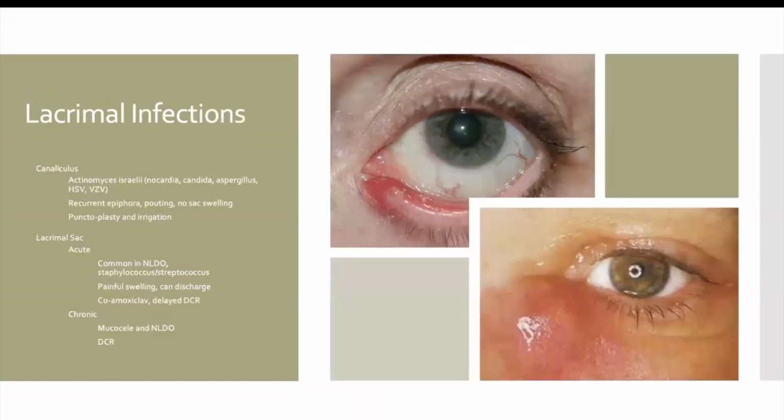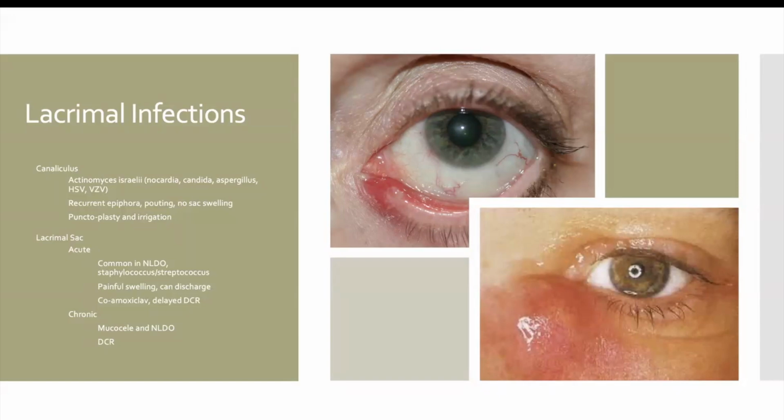So we'll talk about some infections. Again, we're going to talk about the canaliculi and then down to the lacrimal sac. You can get a canaliculitis. Now, for the purposes of your exam, it's typically an Actinomyces israelii. It can also be fungal infections, things like Candida, Aspergillus. You can get viral infections as well. And these are patients that can get recurrent epiphora when the infection is active. They can get pouting of the punctum because of that swelling that's happening along the canaliculi. And importantly, you're not going to get any swelling around the lacrimal sac or the nasolacrimal duct. It will be purely along the canaliculi.